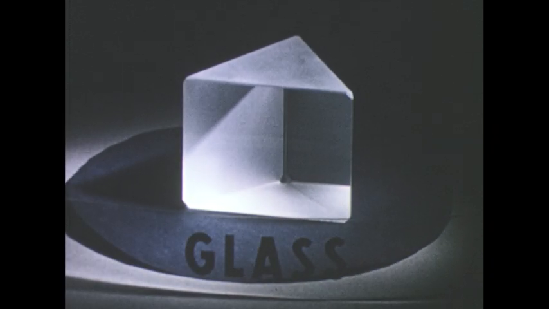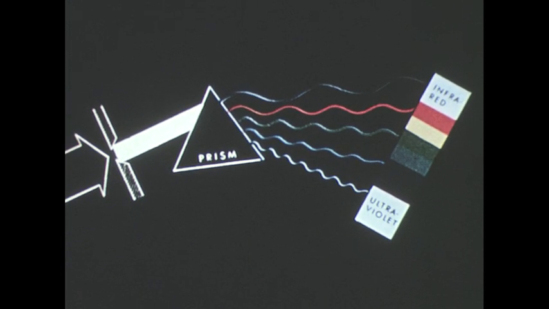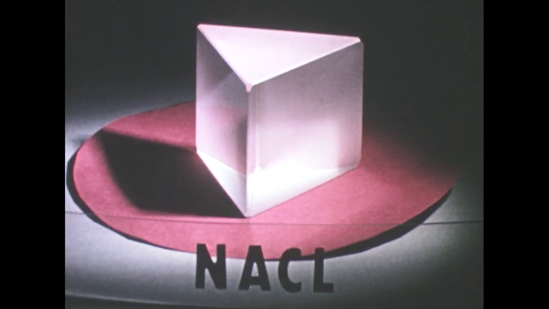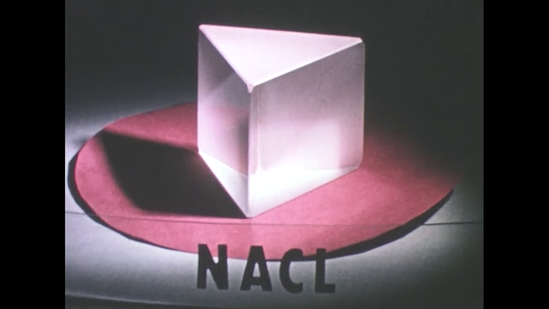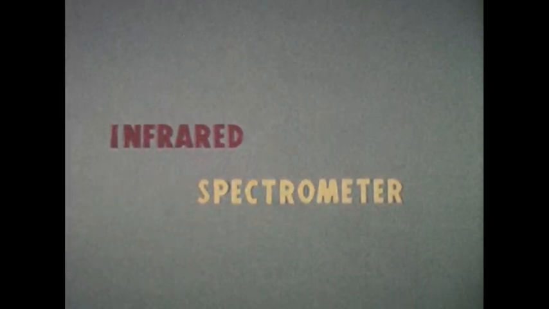Just as a glass prism breaks down visible light into component wavelengths, which our eye sees as colors, in the same manner, a prism of rock salt breaks down invisible infrared rays into component wavelengths, which can be measured. A rock salt or other halide prism is one of the essential components of an infrared spectrometer.